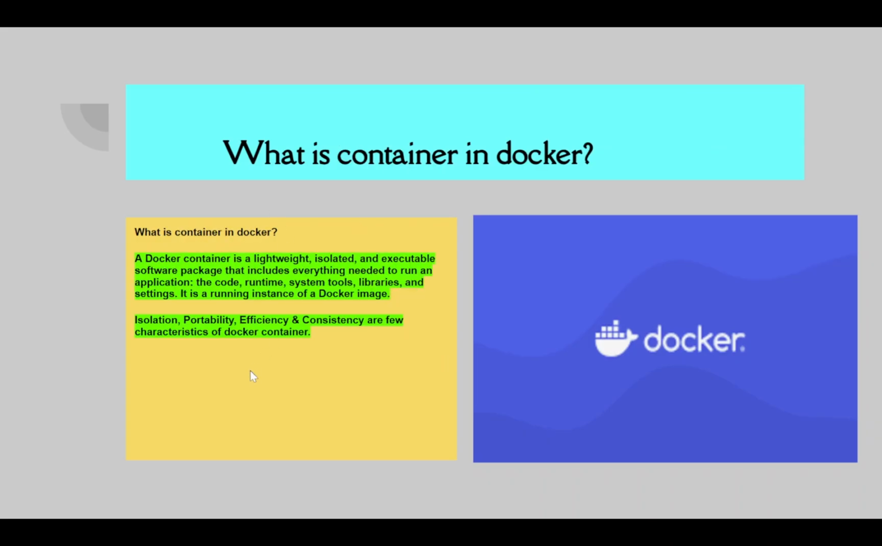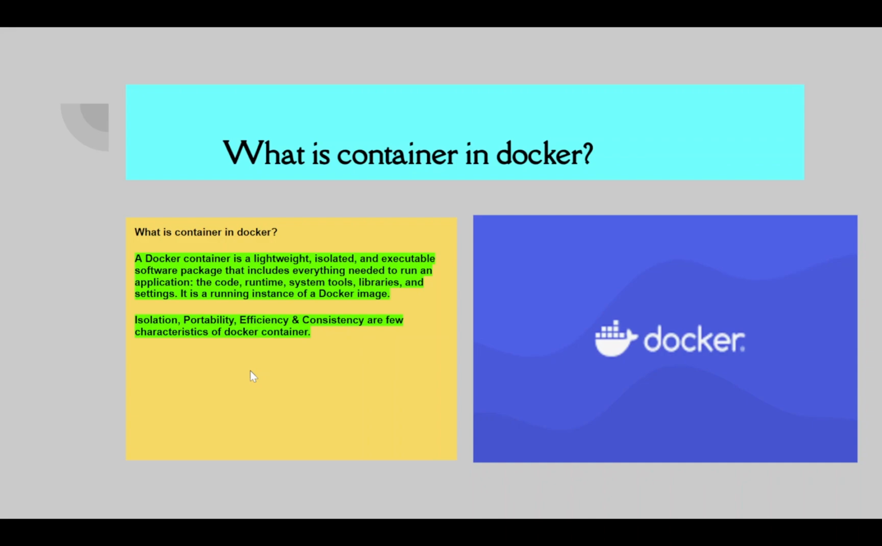So now, what is a container in Docker? A Docker container is a lightweight, isolated, and executable software package. In the earlier slide, we have seen what an image is. Image is the application, the code, and its dependencies. And a Docker container is an executable software package that includes everything needed to run an application: the code, runtime, system tools, libraries, and settings. It is a running instance of a Docker image.